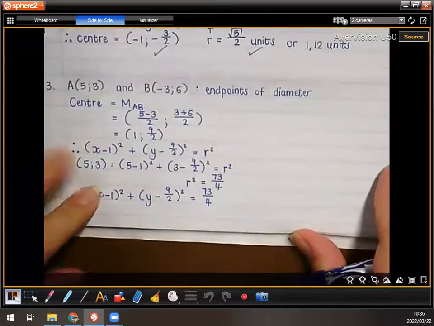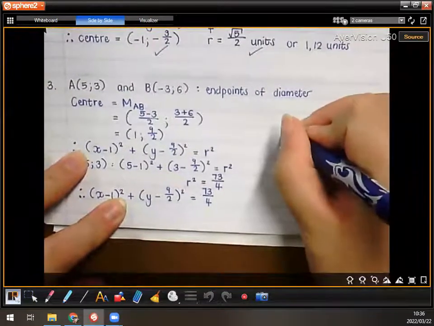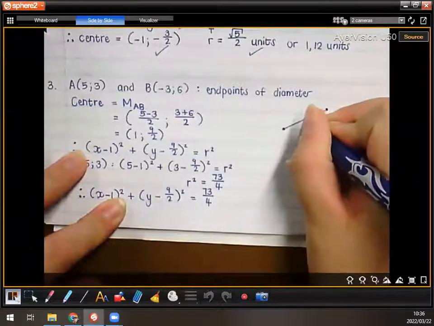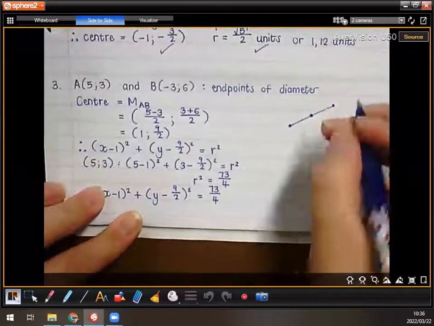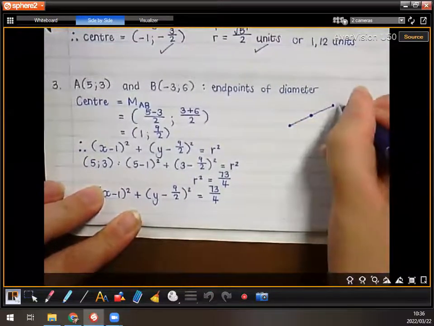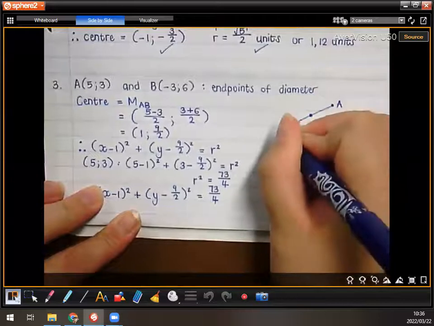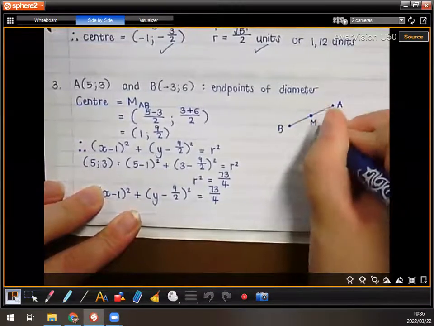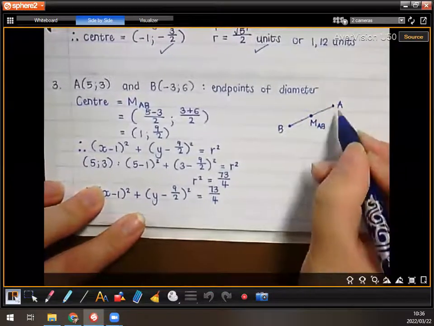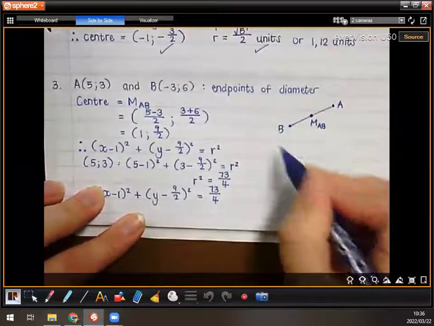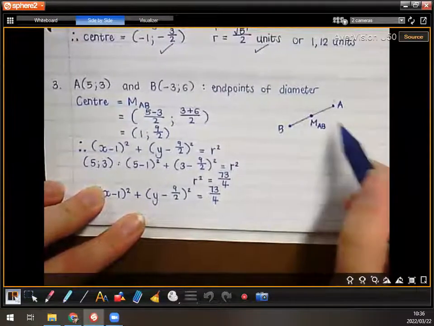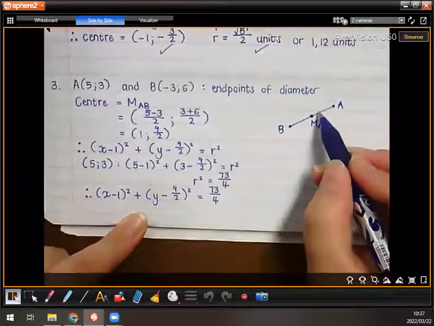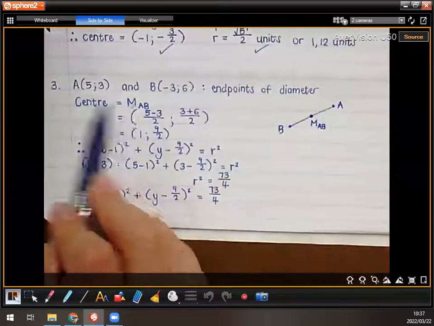Right, so if we have a diameter and A and B are the endpoints, then we know that the center of the circle is going to be the midpoint of the diameter. It's obviously not to scale, but just to show you, the circle would then go all around through A and B. And the center of the circle will be the midpoint of the diameter, so that's what I wrote there.